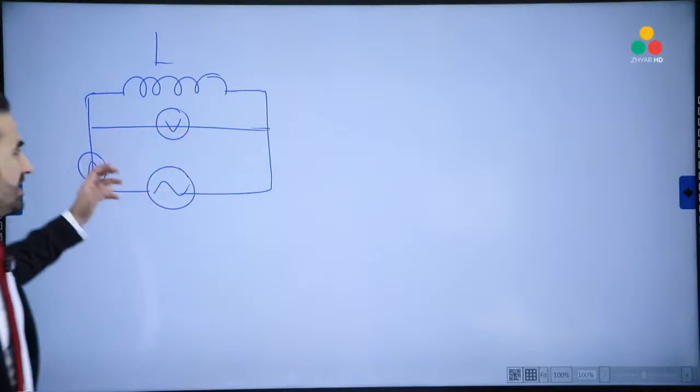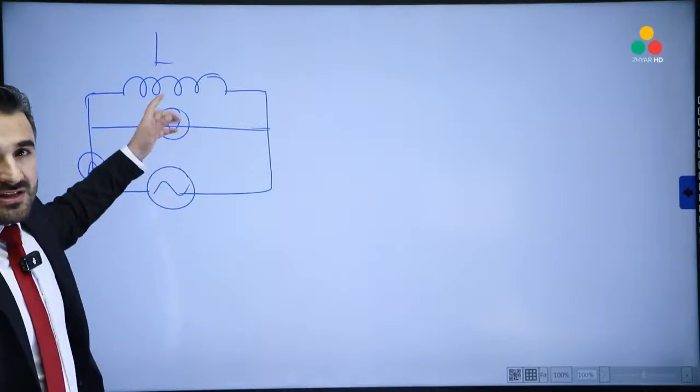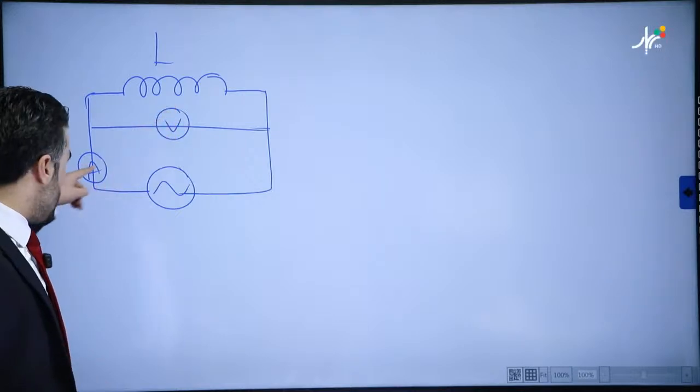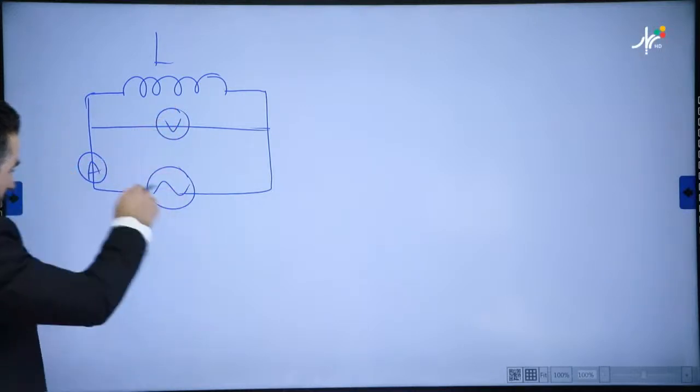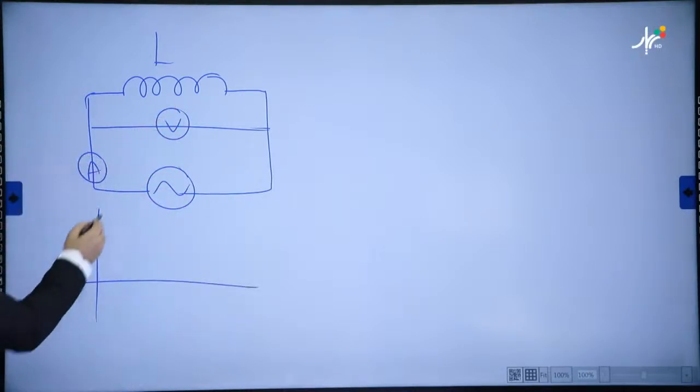So what do we get from this? We can tell that when this is maximum, this is zero. When this is maximum, this becomes zero. So based on this, we can draw a sinusoidal wave for this.